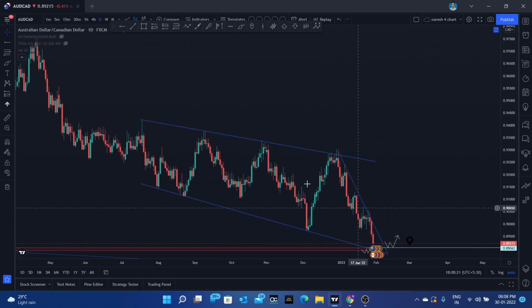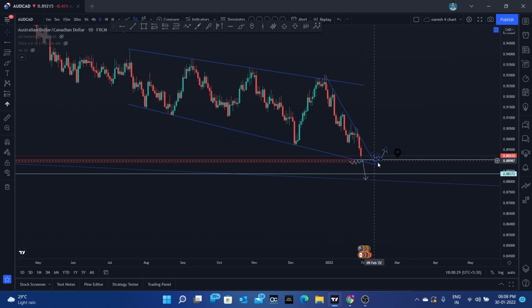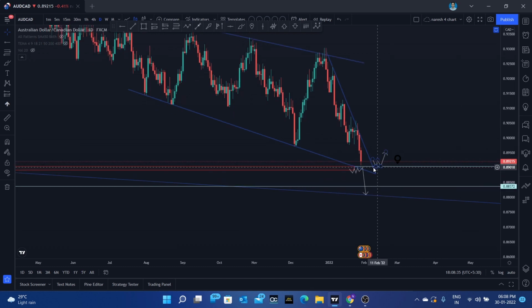It is in a proper channel pattern, guys, which is already also in a downtrend, and we can see here it is at the bottom of this channel, so it is near the trend line. So you should not trade here, guys. Just wait for some kind of consolidation in this area, guys.